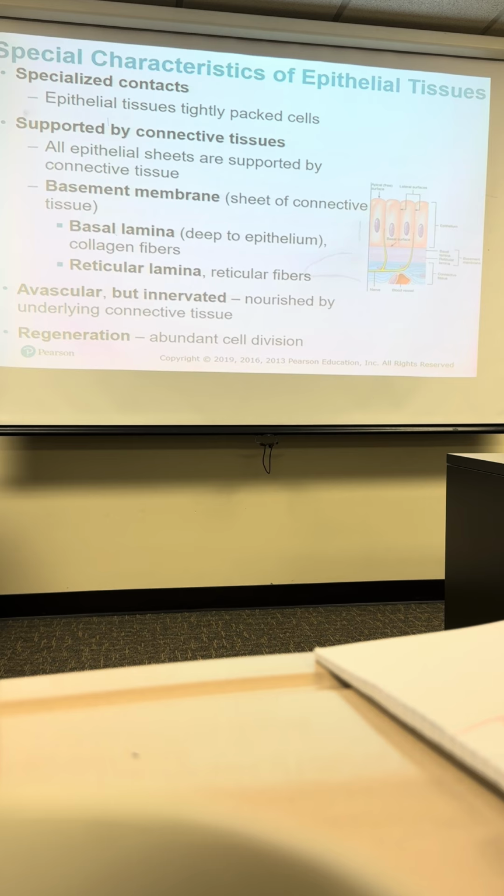When we talk about the connective tissue, you will see that we have many different types of fibers present in it, like collagen fiber and reticular fiber, right? All these fibers are part of the connective tissue. And the basal lamina is deep to the epithelium and contains the collagen fiber, and the reticular lamina contains the reticular fiber.